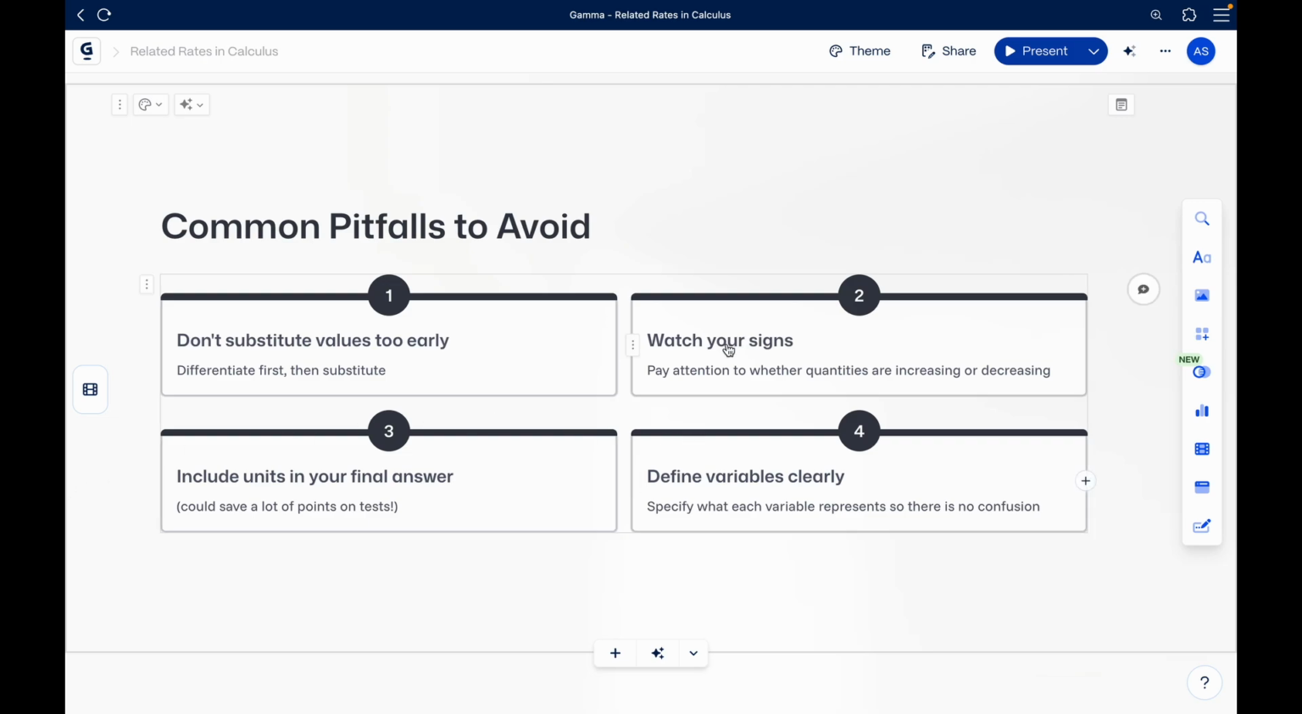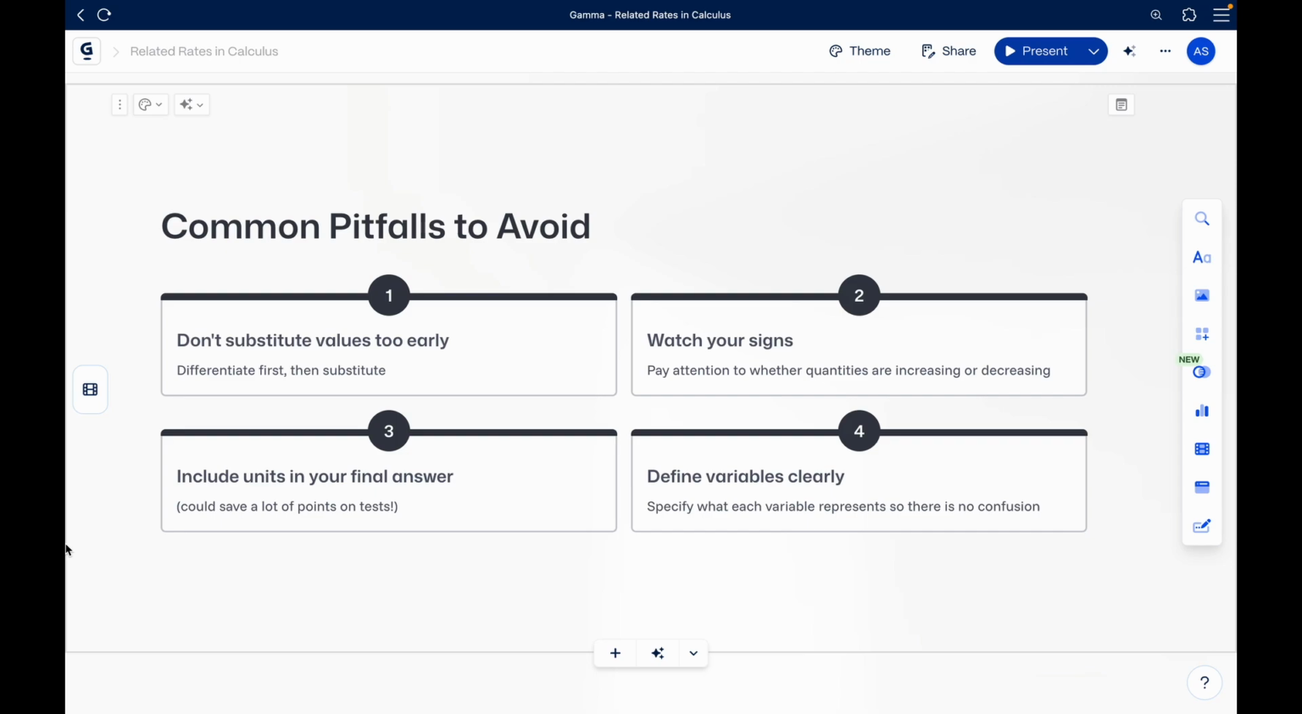Number 2, watch your signs. Pay attention to whether quantities are increasing or decreasing, because you can get completely different answers depending on whether quantities are increasing or decreasing. Then, number 3, make sure to include units in your final answer, and this can actually save a lot of points on tests, because there are many times where people will take off points if you don't have units. And number 4, define the variables clearly.